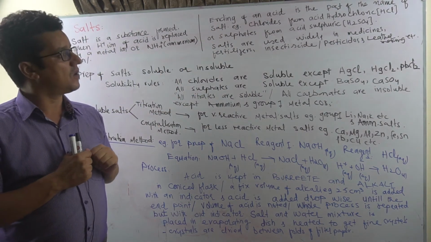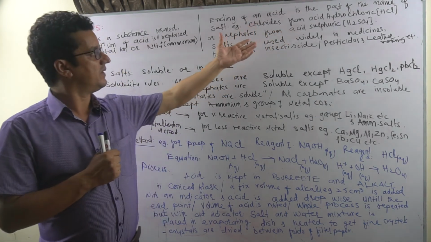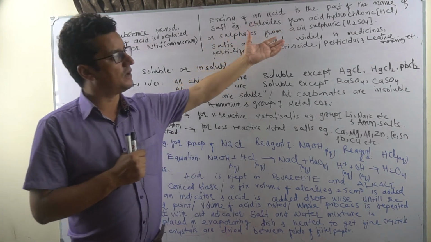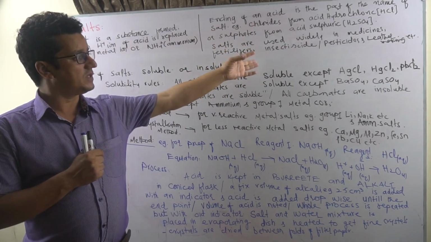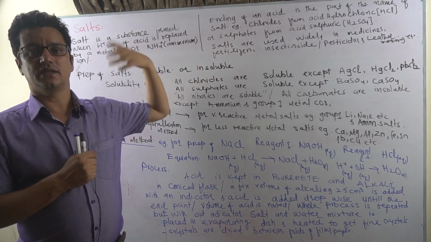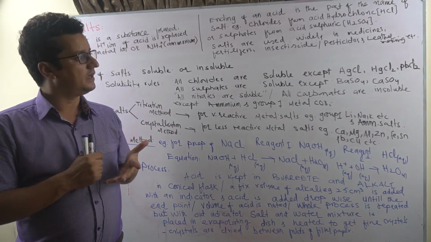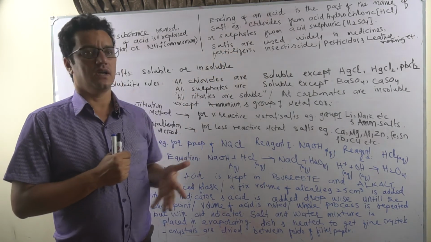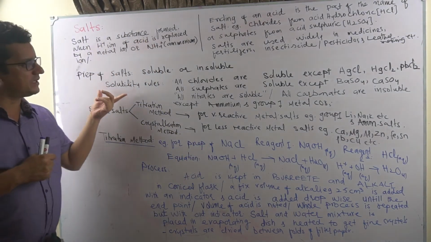When we say chlorides, they come from hydrochloric acid. When we say sulfates, they come from sulfuric acid. When we say nitrates, they are from nitric acid. When we say phosphates, they are from phosphoric acid. Iodides, from hydrogen iodide. Plenty of other acids are there, and the salts are used in their making. Now, preparation of salts.